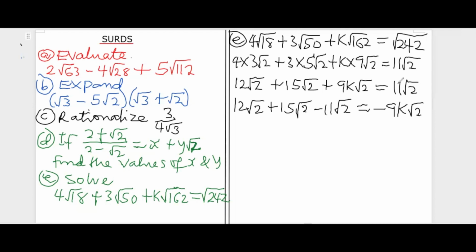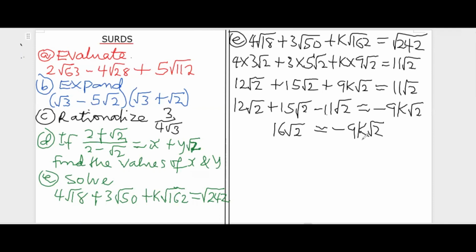So if we simplify this correctly, we have 12 minus 11, that is 1, plus 15, that is 16 root 2. Just see it as if you have 12x plus 15x minus 11x. It will give you 16x. So equals to, we have minus 9k root 2. Since this is an equation, we are solving it for k. That means anything around k is what we're going to remove. And what we are removing here is negative 9 and root 2. We see both of them as coefficient.